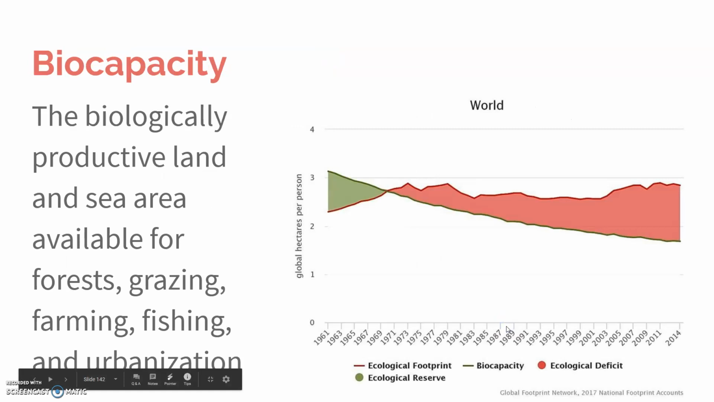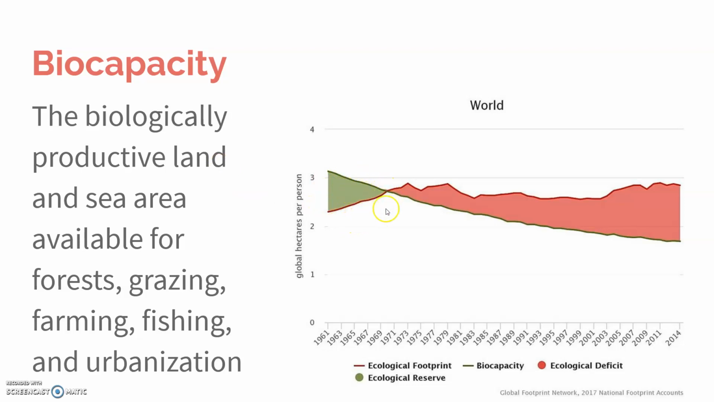The biocapacity is all the available land and water that's available for things like forests and grazing and farming and fishing, urbanization. So basically the land available to produce the stuff that we need and to take away what we don't want. So when our biocapacity is higher than our ecological footprint, so basically we are able to produce more than what we consume, or there's more space available than the space that we need to make all this stuff, it means that we're running an ecological reserve.